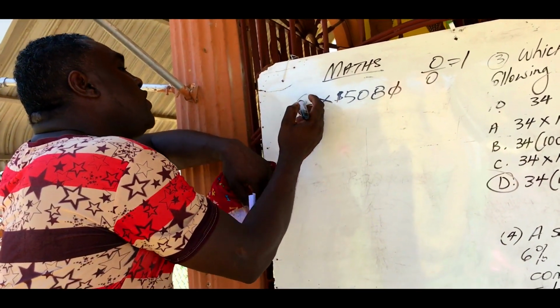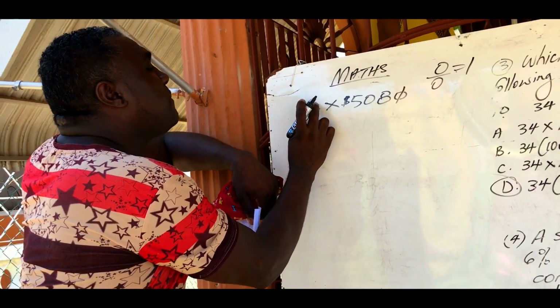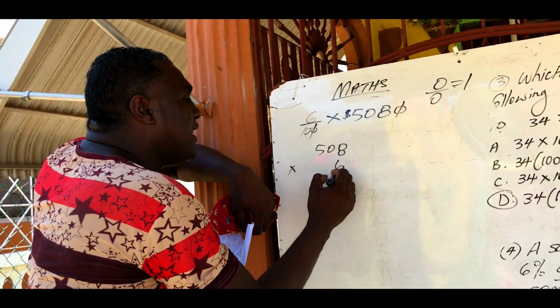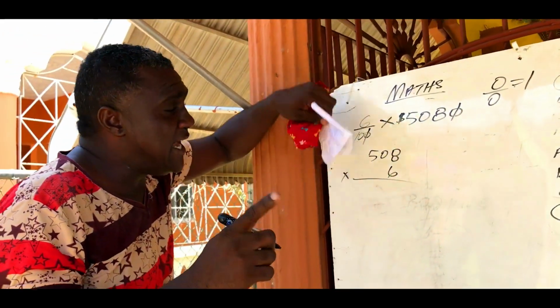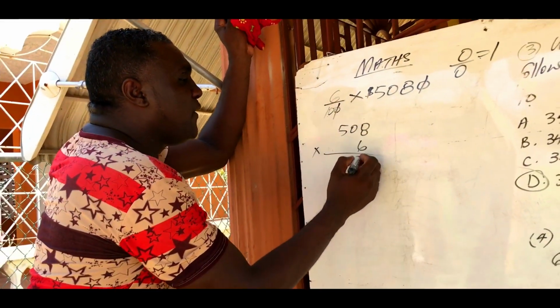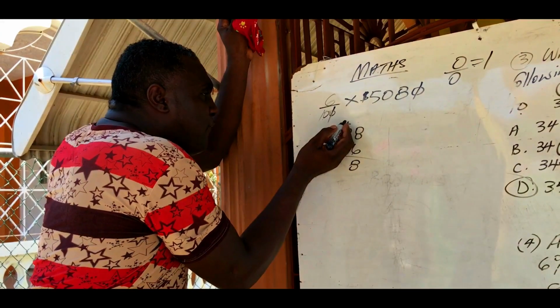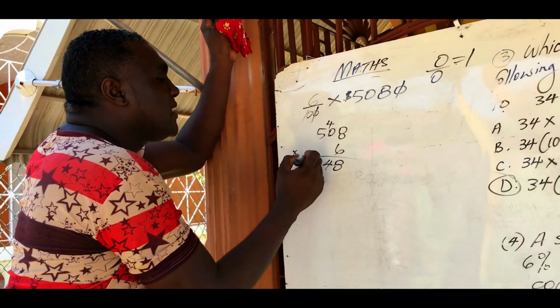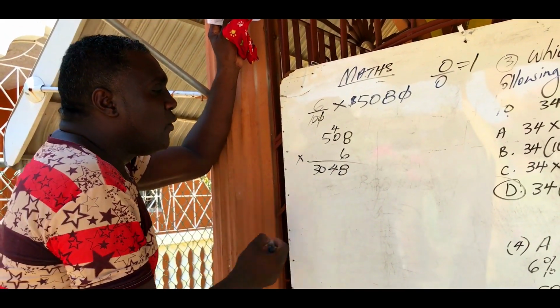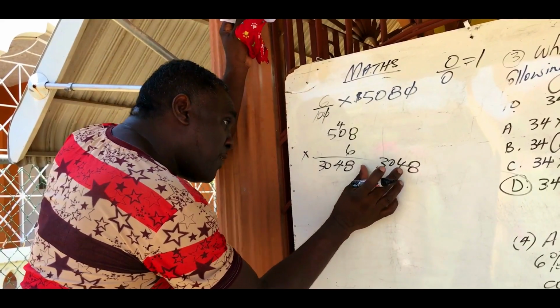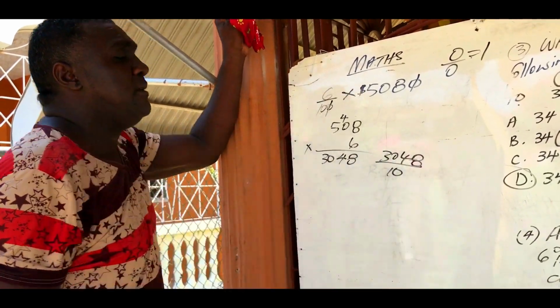Now, when dividing by 10, 100, 1,000, etc., there's a shortcut method. So instead of using 2 here, we could quickly multiply 6 by 508. Now remember, you don't have a calculator, so you have to know your timetable. So 6 8s are 48, 8 carry 4, 6 0s are nought. Add the 4 that you carry, it is 4. 6 5s are 30. So what we have is 3,048, and you are going to write very quickly divided by 10.